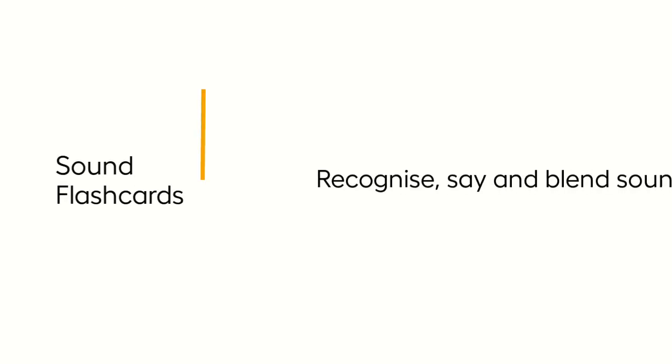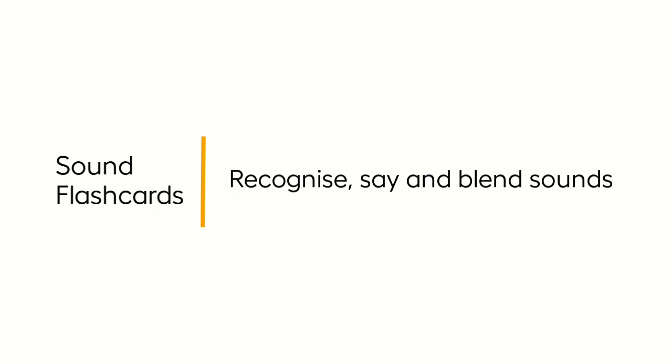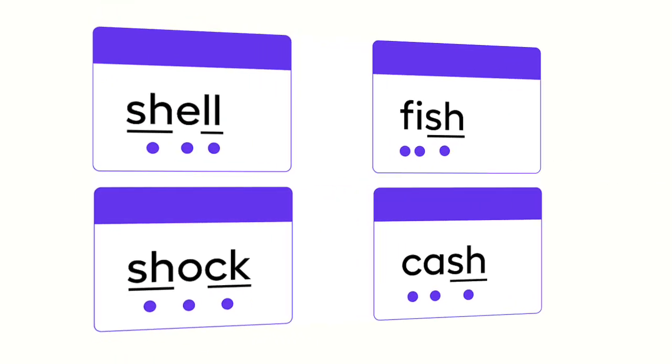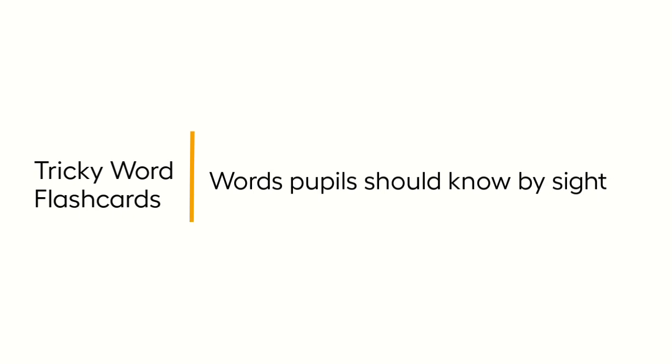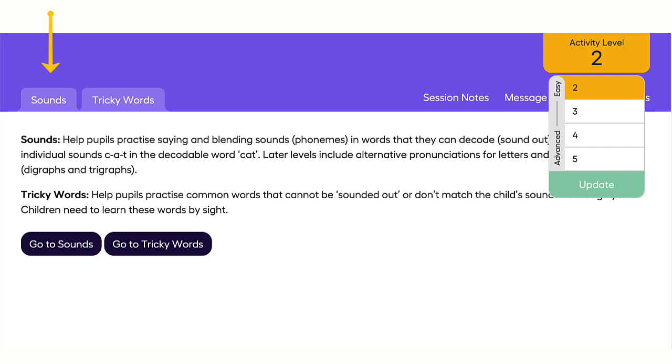Sound flashcards are designed to help pupils practice recognizing, saying and blending sounds, also known as phonemes, in words that they can decode or sound out. For example, the 3 individual sounds k, a, t in the decodable word cat. Tricky word flashcards help pupils practice common words that cannot be sounded out or don't match the child's sound knowledge yet. Children need to learn these words by sight. Feel free to move between the 2 flashcard tabs during your reading session. There are lots of sounds and words to choose from depending on your child's flashcard level.